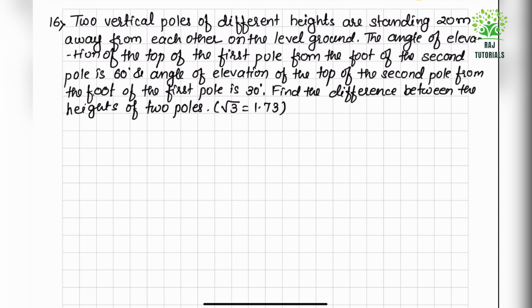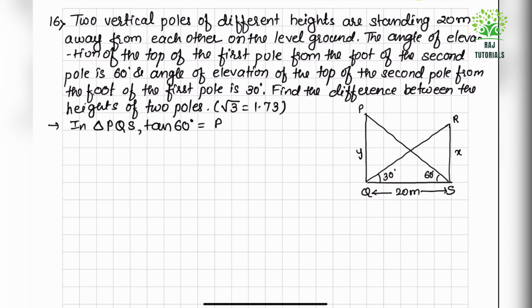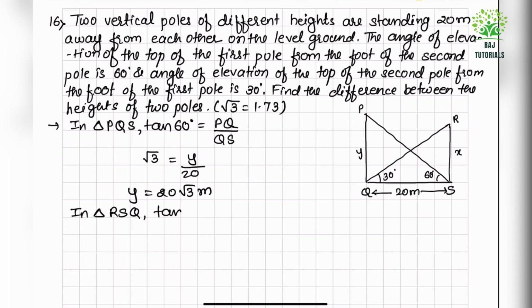So in triangle PQS, I can say tan 60 degree will be equal to y upon 20, so I can say root 3 equal to y upon 20. So y will be equal to 20 root 3 meter.